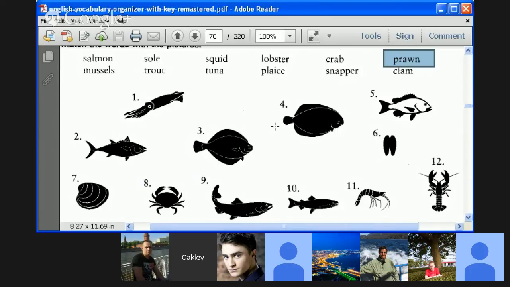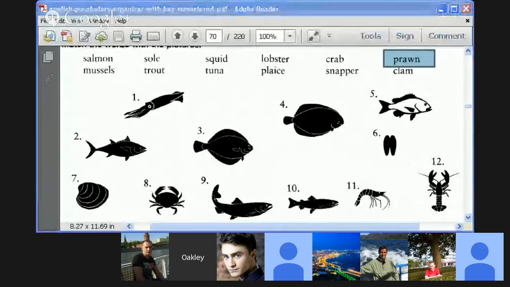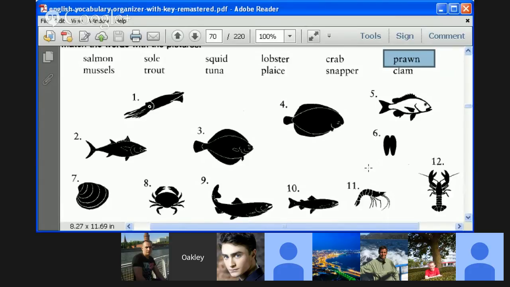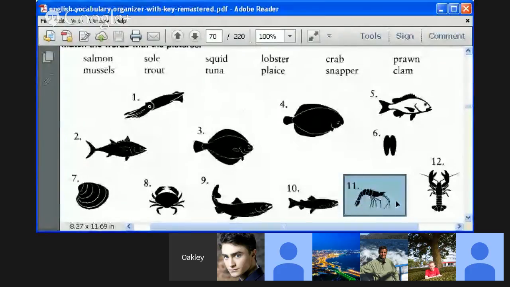Keiko. Prawns. Keiko, are you there? Prawns. Yeah. Prawn is represented in the figure 11. Yes, it is. Creepy looking guy there. Yeah. What's the other word for prawns? Camarón. Oh, well, yeah, okay. Other English word. Shrimp. Shrimp, yeah. That's right. Most Americans get confused when you call them prawns for some reason. Americans call them shrimp more often, but everybody else calls them prawns.